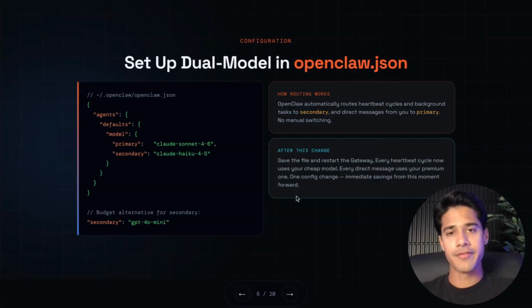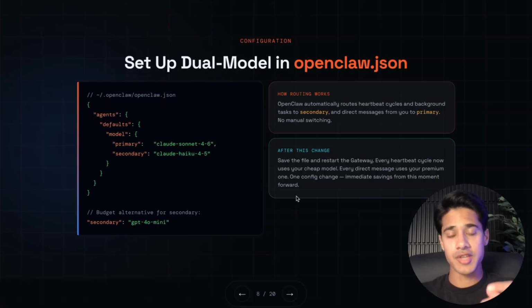So open up your config file at .openclaw/openclaw.json. Under agents, defaults, and model, you already have the primary key from day 2 setup. We're adding a secondary key right next to it. Your primary stays as your premium model, something like Claude Opus 4.6 or Sonnet 4.6, and your secondary becomes a cheap model like Claude Haiku 4.5 or 4.0 Mini.